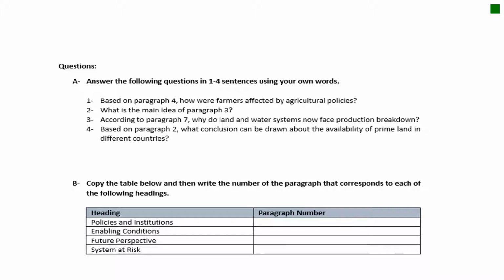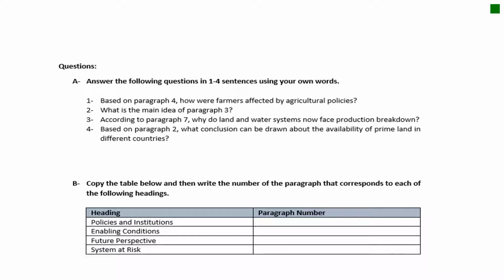Okay, according to paragraph 7, why do land and water systems now face production breakdown? Again, according to paragraph 7, land and water systems now face production breakdown because, in full sentences, and so forth. Please mind those details.